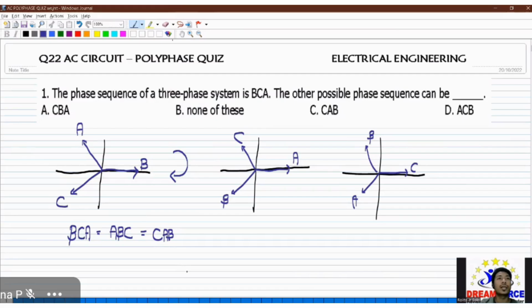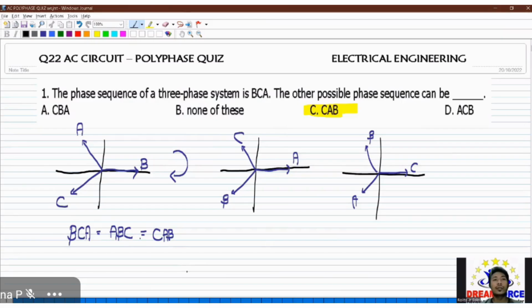Okay, so ganun din po, pag ang tinanong ay negative sequence and so on. Rotate nyo lang po siya, one revolution or one rotation, on the clockwise direction. Okay, so that would be your answer. As we can see, this is also known as the positive or ABC sequence. Okay, so that's number 2.